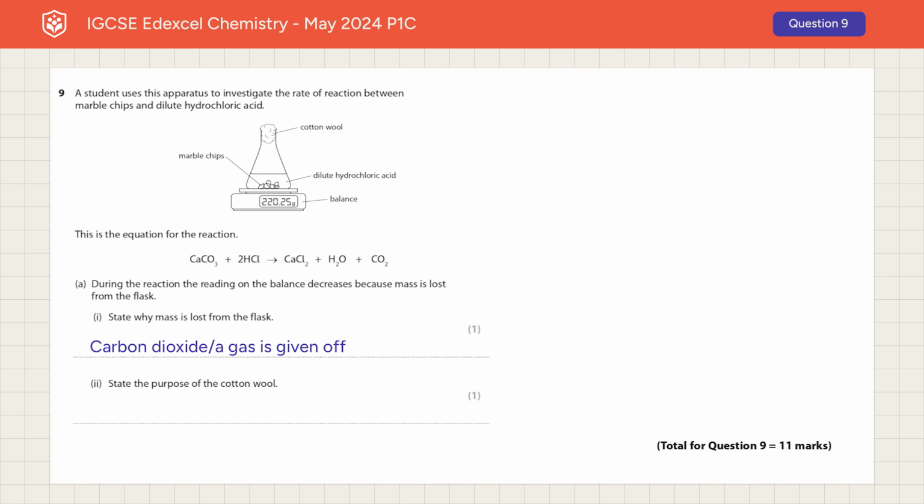So what's the cotton wool for? It's a safety and accuracy feature. It allows the carbon dioxide to escape, which is essential for the mass to change, but it also prevents any acid spray from the fizzing reaction from getting out. This is important for safety and to make sure we're only losing gaseous products.